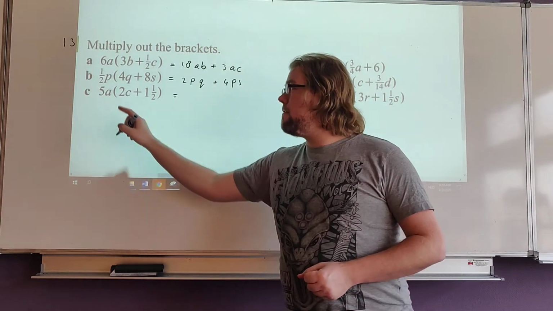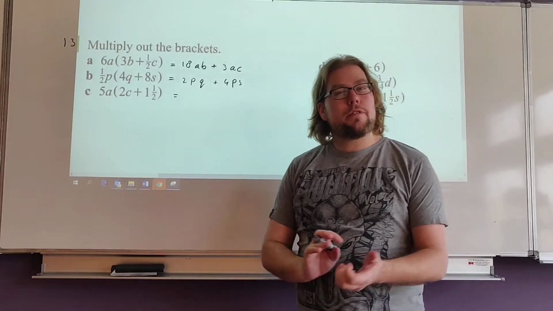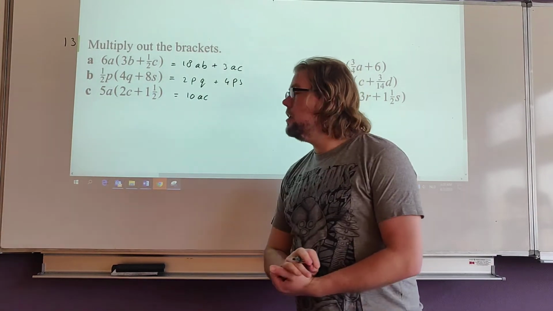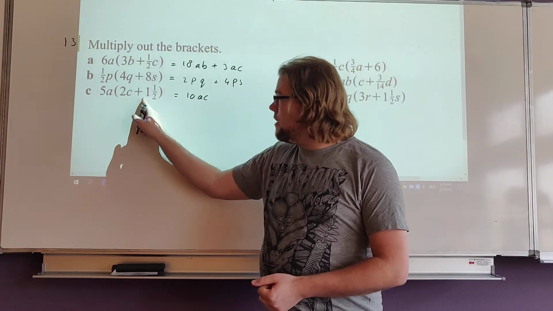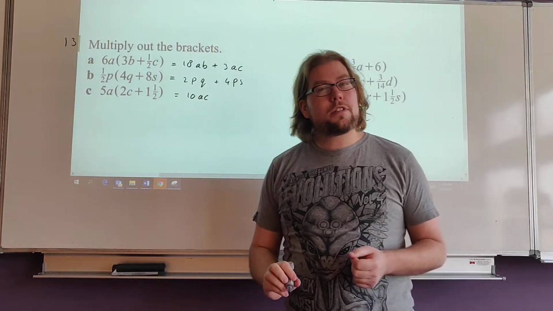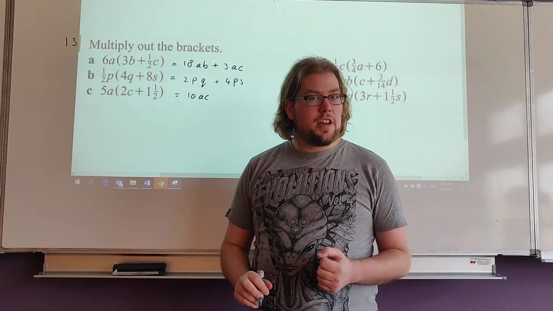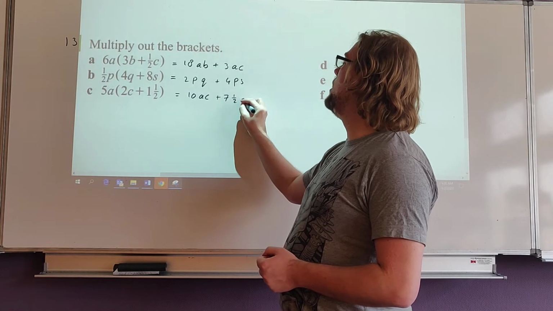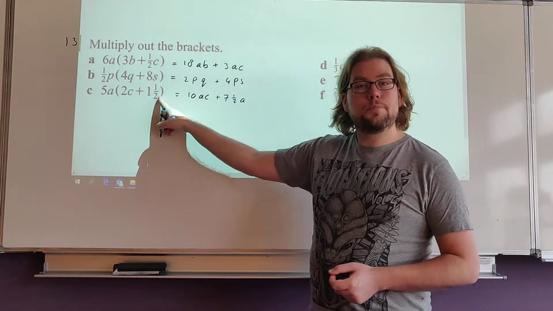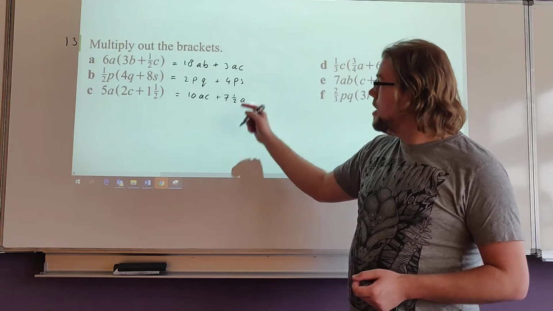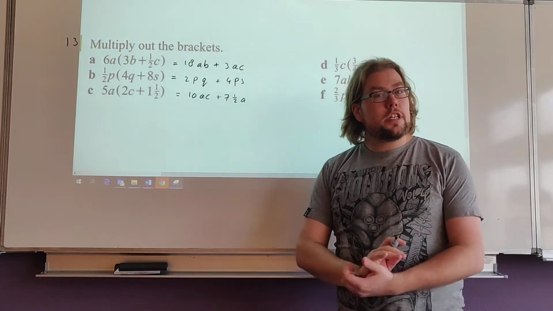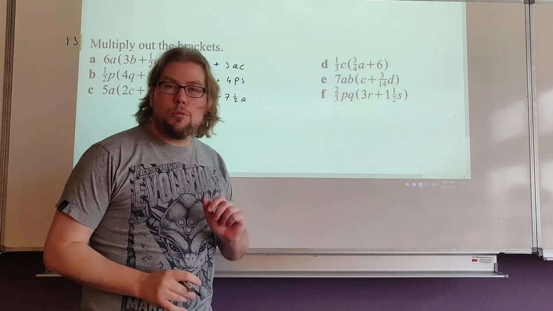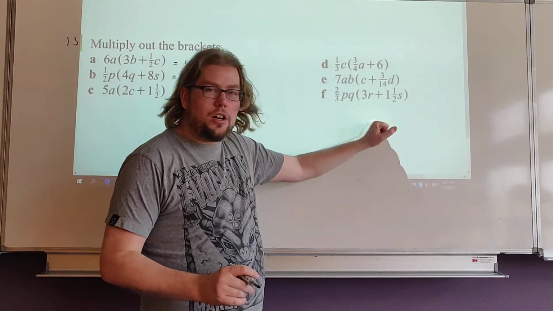Then we're going to move on to the third one. Here you have 5a times 2c. 5a times 2c is 10ac. And then you have 5a times 1.5. So 5 times 1.5, that's 7.5. So we get 7.5a. There is no letter here, so it's just a. So these are the answers for A, B and C. Then we're going to move on to questions D, E and F. And they're a bit more difficult, especially the last one.